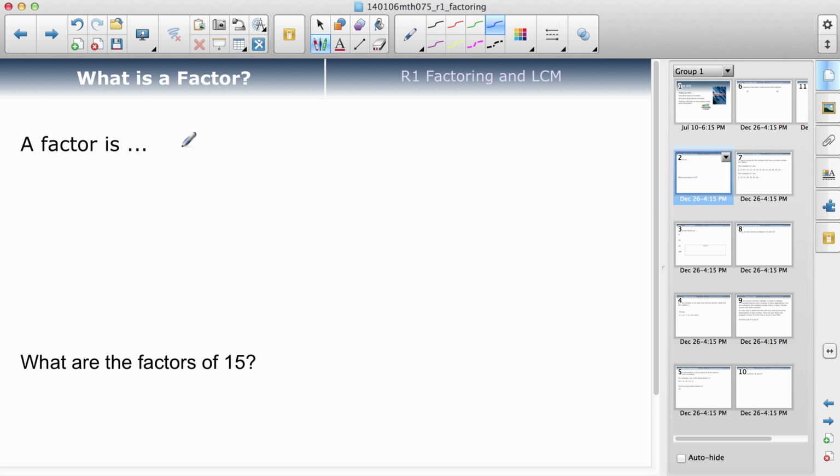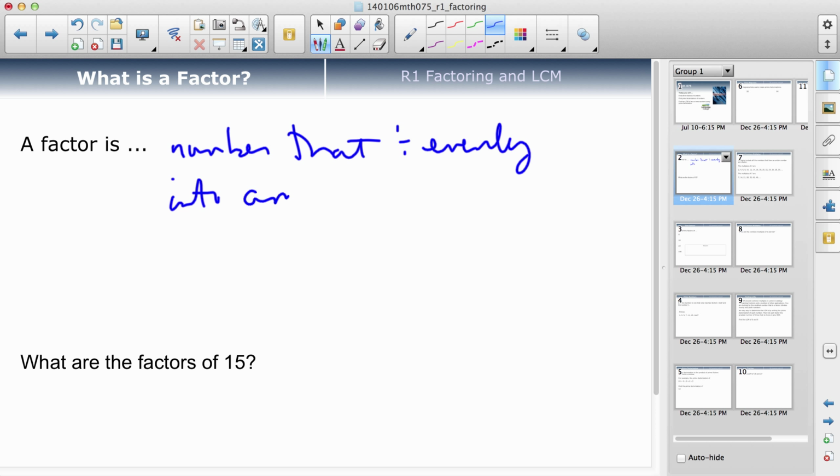A factor is basically a number that divides evenly without a remainder into another number. Sorry for my writing. So for example, if they say, what are the factors of 15? What's a number that divides evenly into 15? Well, 1 divides evenly into it 15 times. I guess 15 would divide evenly into there 1 time.